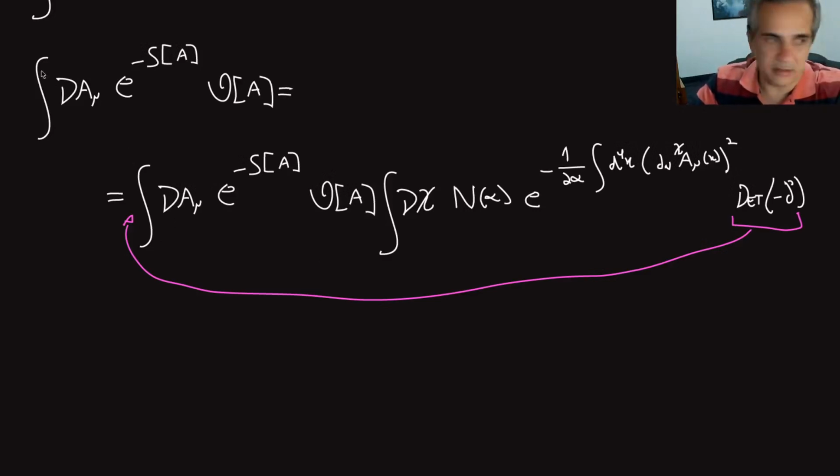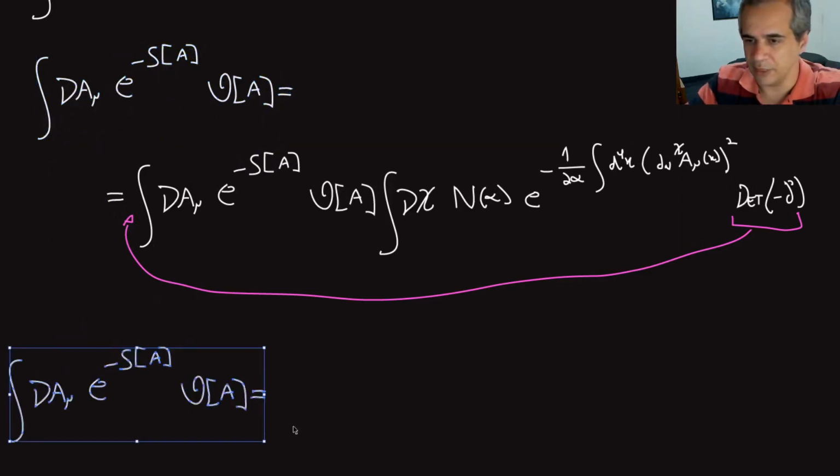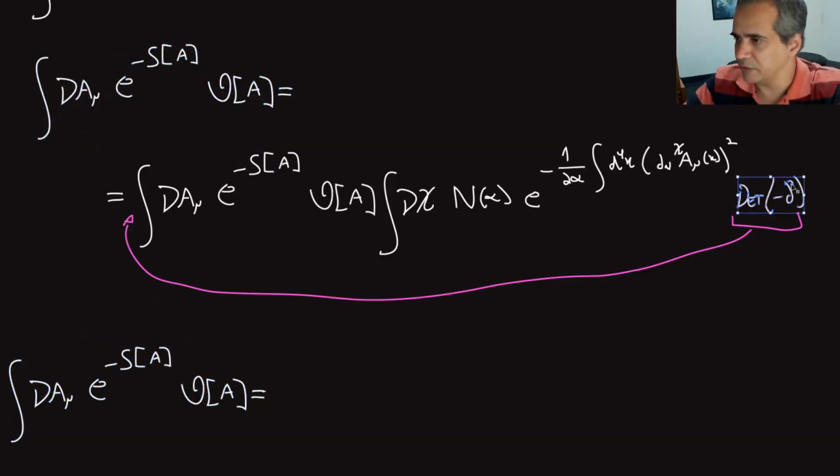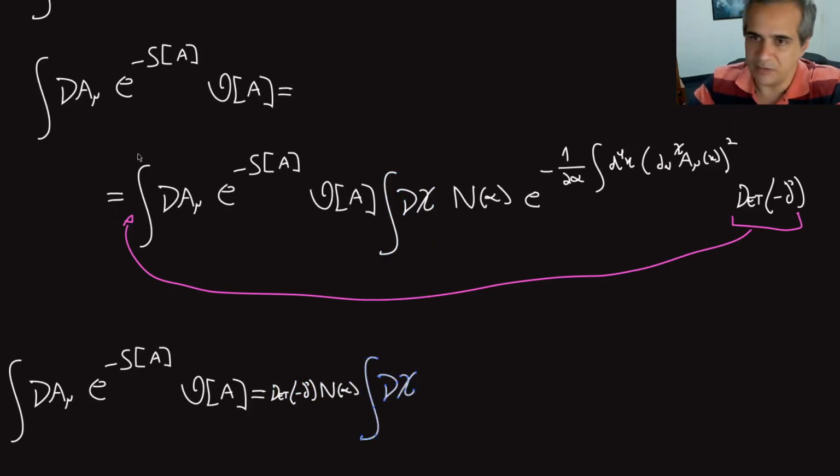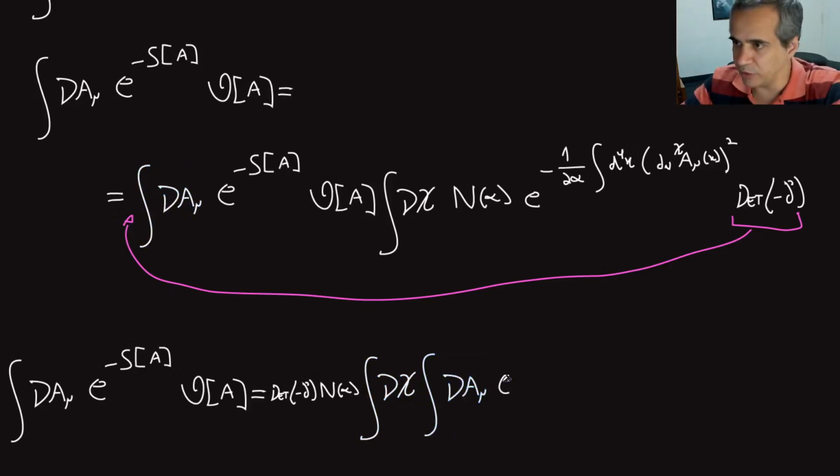And let me start to write this, just so I don't forget anything. The determinant comes outside. The normalization comes outside. Let me make them smaller. And then I have this integral over χ, I have this integral over A_μ, and the exponentials.